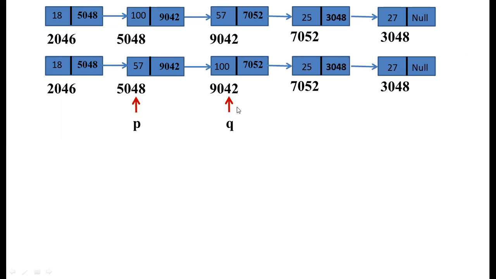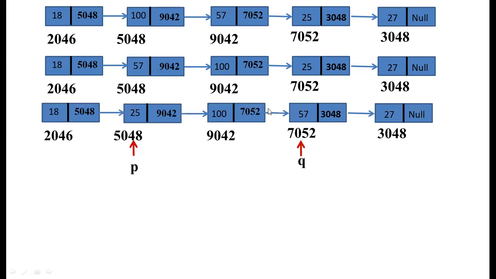Once after swapping, we need to change the Q position to this location. So Q will come here. 57 is greater than 25. Again, the condition became true, so again we have to do swapping. So 25 came here, 57 came here. Now, once after swapping, we need to move the Q cursor. So Q will be pointing here.